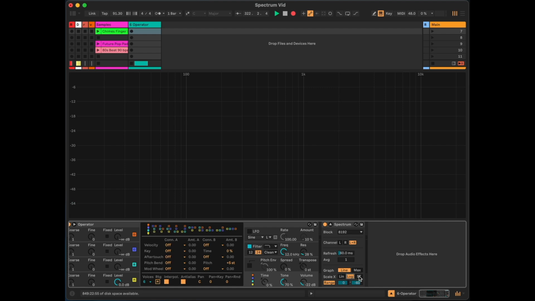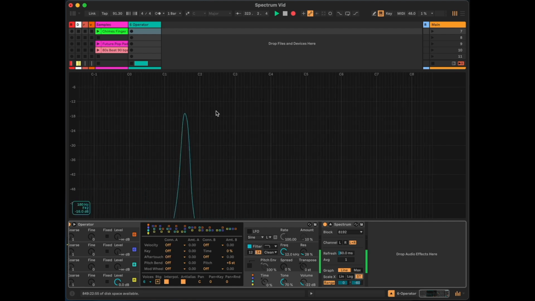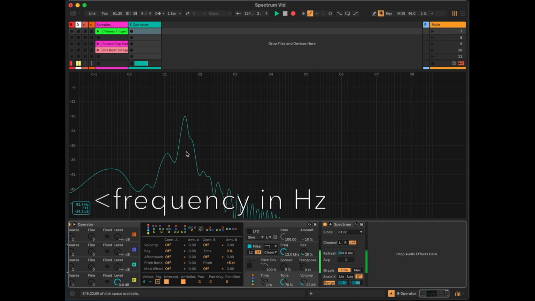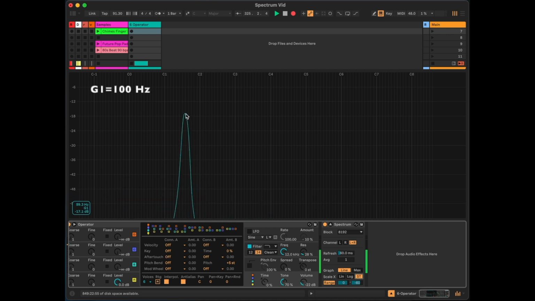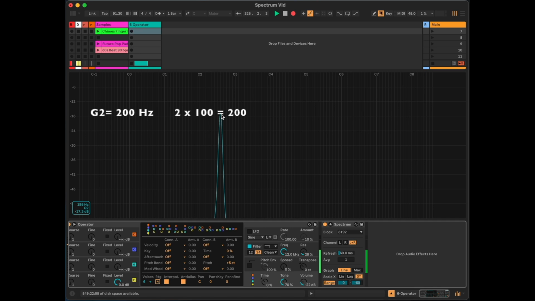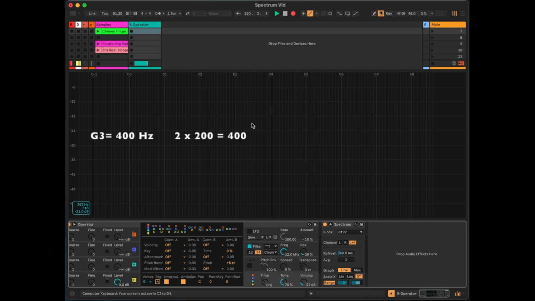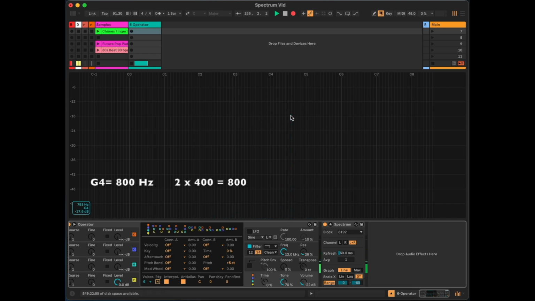If I play this G note, we can see in the lower left window in the blue box that it is right around 100 Hz. If I play the next G note an octave above, we can see that its frequency is right around 200 Hz, a doubling of 100 Hz. If I play the next G an octave above that, its frequency is right around 400 Hz, a doubling of 200 Hz. And the next G up is 800 Hz, a doubling of 400 Hz, and so on.